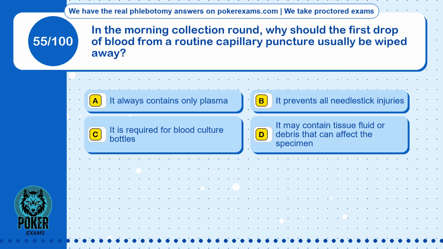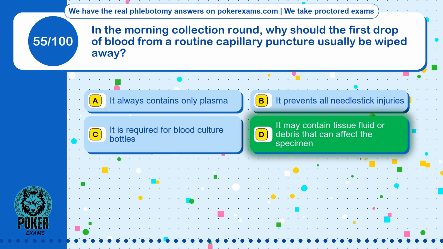Question 55. In the morning collection round, why should the first drop of blood from a routine capillary puncture usually be wiped away? Option A. It always contains only plasma. Option B. It prevents all needle stick injuries. Option C. It is required for blood culture bottles. Option D. It may contain tissue fluid or debris that can affect the specimen.